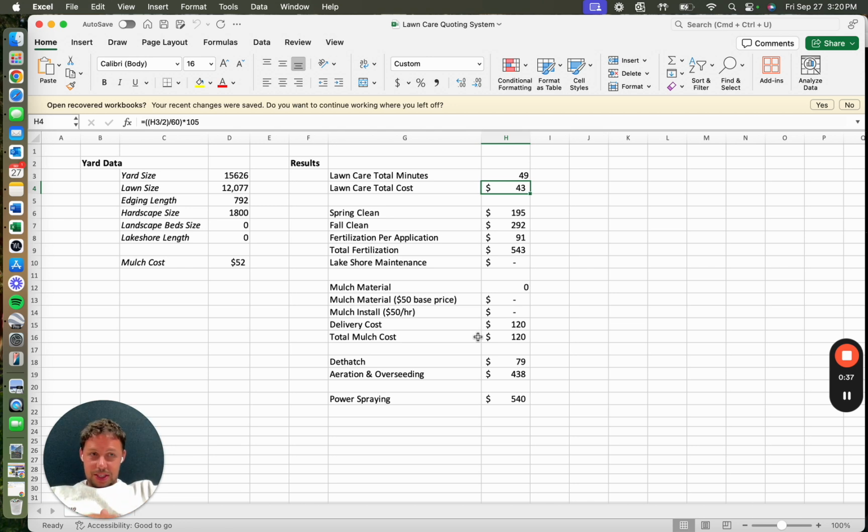Now, let me just explain, when we first started, we didn't have our quotes nearly as dialed as we have them now. When we first started, we had no idea how long it took to cut a lawn. If you know how long it takes you to cut a lawn, how many square feet, whatever else, you can skip this part. But for those of you just starting, here's what we did when we had no idea how long it would take us, so we didn't know how to quote it.